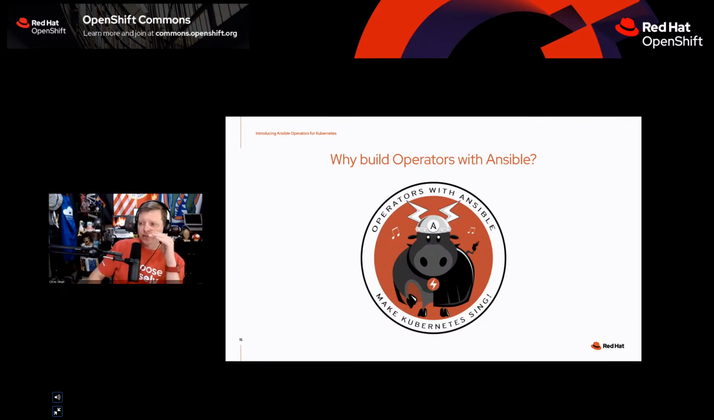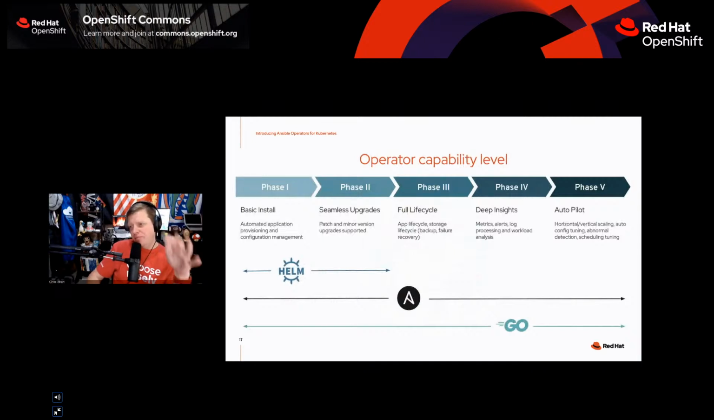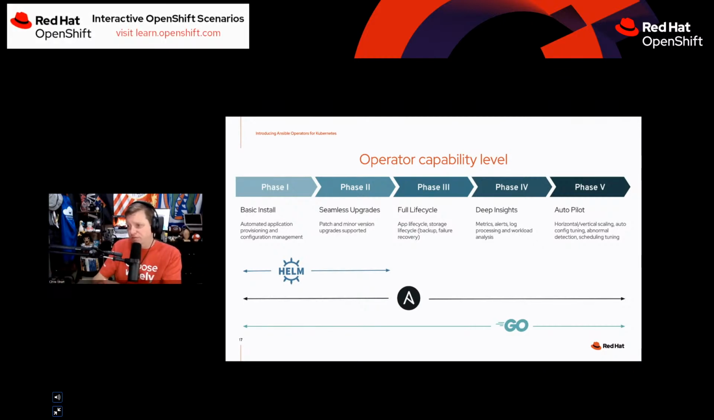All right, so let's talk about the operator's capability levels and what you can do, and what the 5 phases of operators are. Phase 1 is that basic installation of an application, like kubectl apply, here you go. Phase 2 is seamless upgrades. It manages patches and minor version releases and so forth.